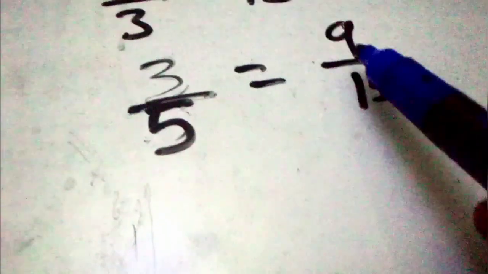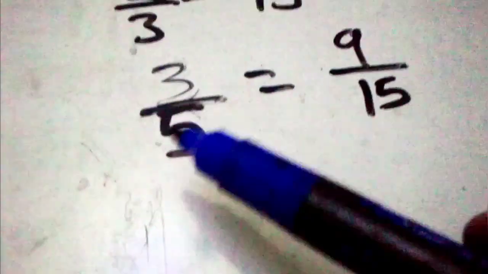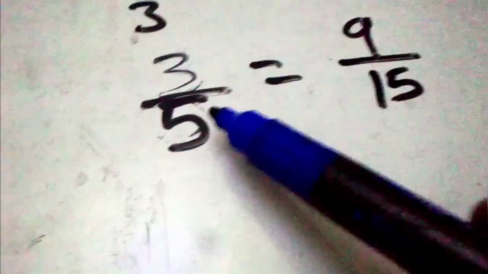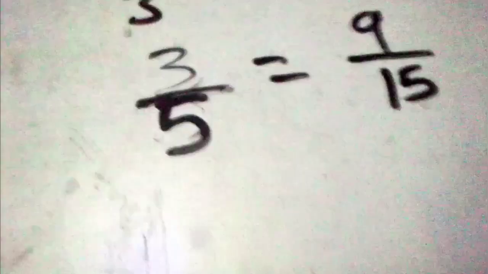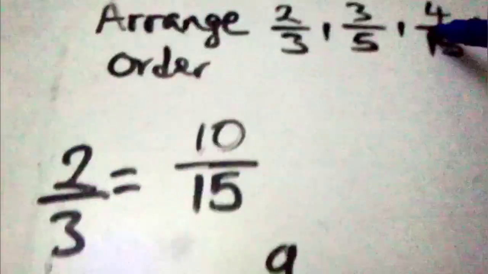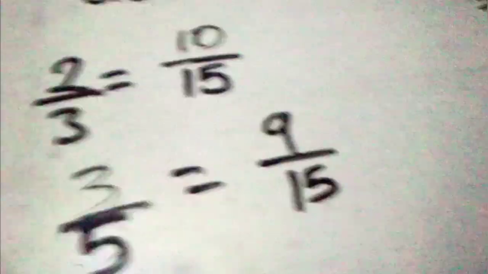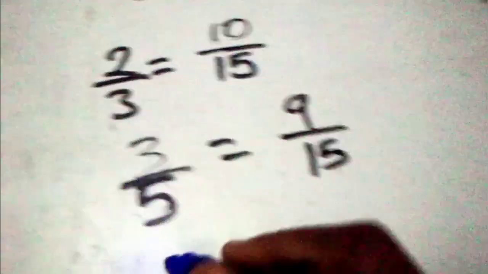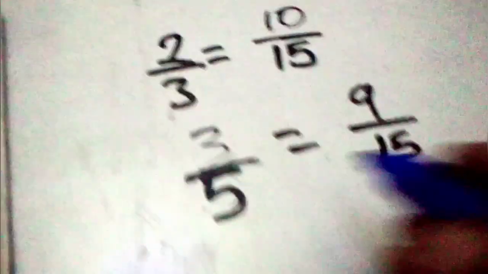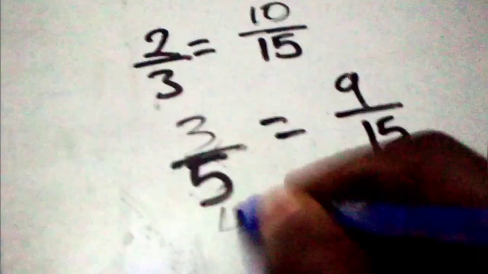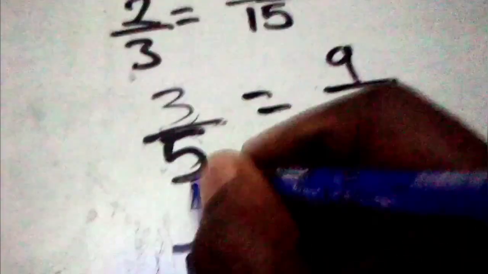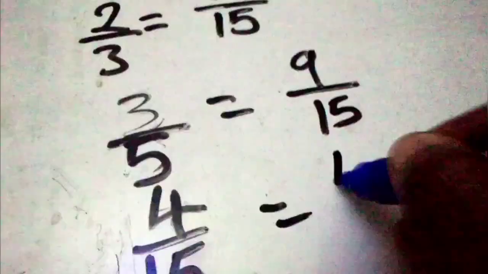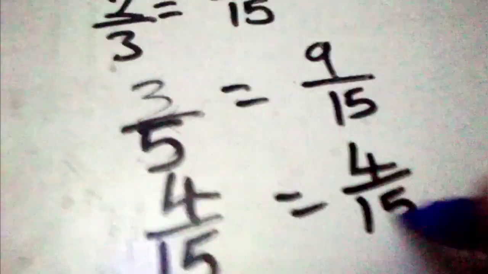3 times 3, 9. Or you can still do our previous method of saying 15 divided by 5, that will give us 3. 3 times 3, 9. Whichever method will still give you the correct answer. So let us convert our 4 over 15. 4 over 15 already has 15 as denominator, so we don't have any issue with it. So 4 over 15 is equal to 4 over 15 because the denominator is the same.